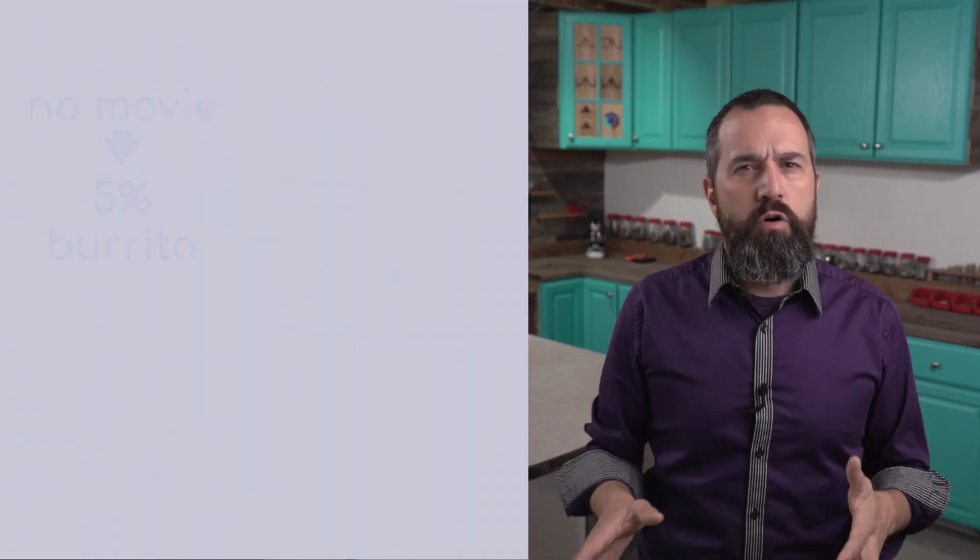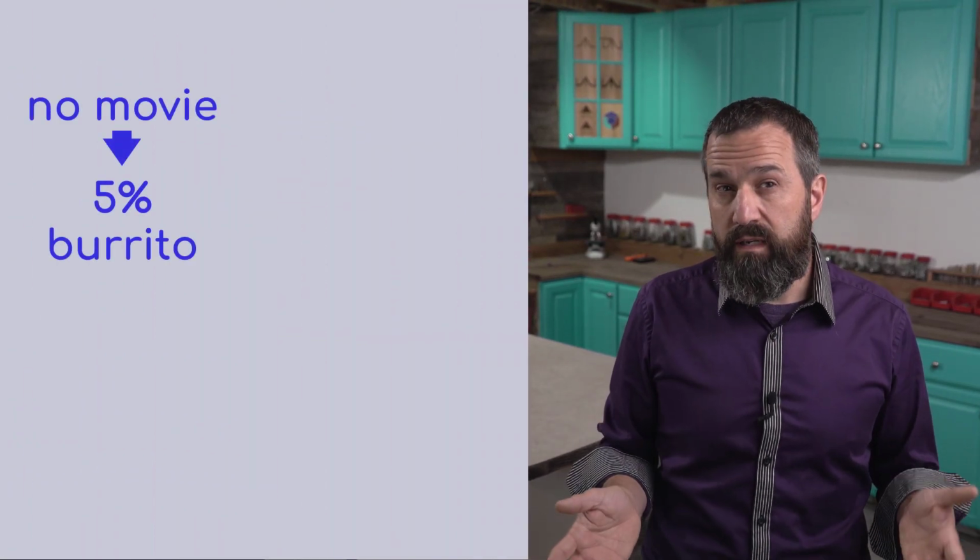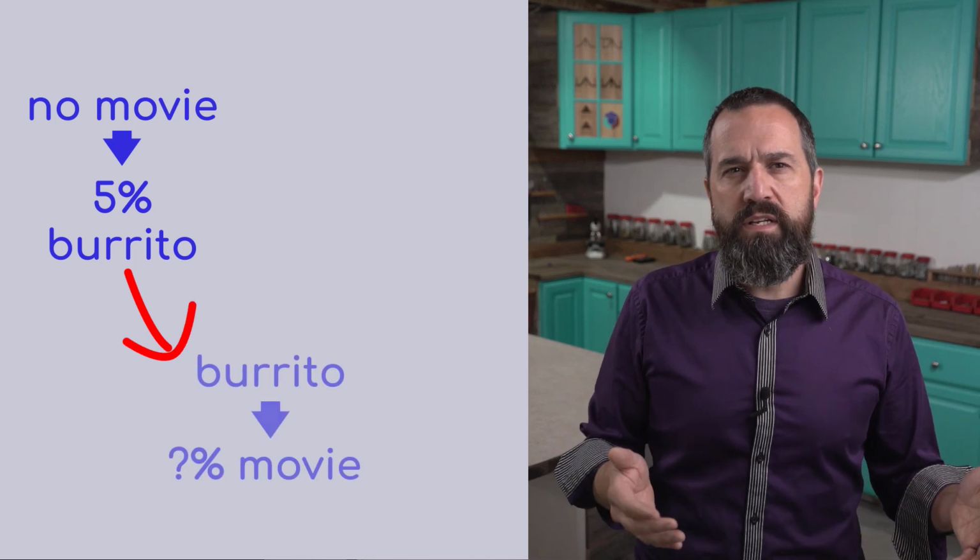Well, no. What if I never eat burritos on days I go to the movies? The burrito math only indicates the probability of burrito eating when I don't go to the movies. Burrito math doesn't say anything about when I do go to the movies. So how can my wife tell if I probably went to the movies? How do we go from no movie, 5% chance of burrito eating, to probability I went to the movies if I ate a burrito?